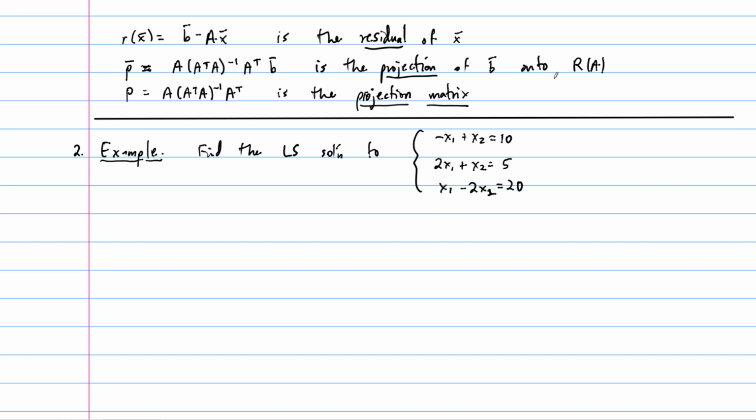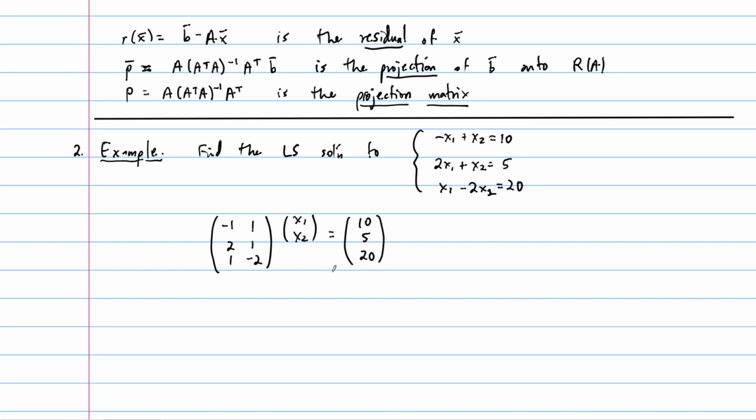All right, let's see how you did. The first step is to write this in a matrix equation, right? So the first step, I'm just going to write this out. The coefficient matrix, the first column is -1, 2, 1. The second column is 1, 1, -2. The vector of the unknowns, those are x1 and x2. And the right-hand side, the vector b is 10, 5, and then 20.